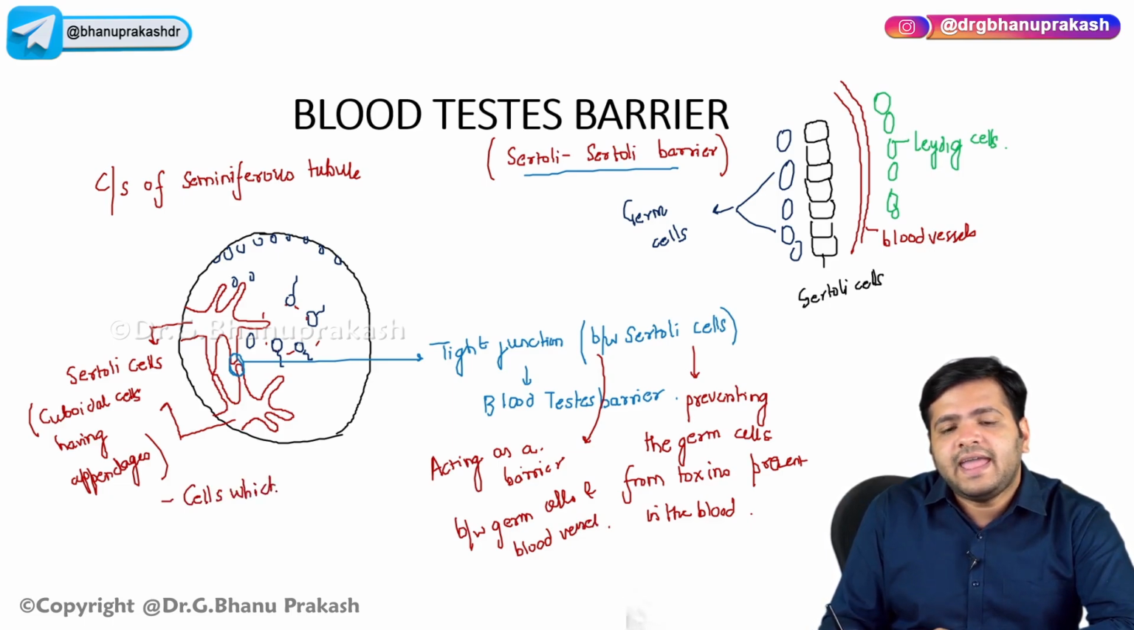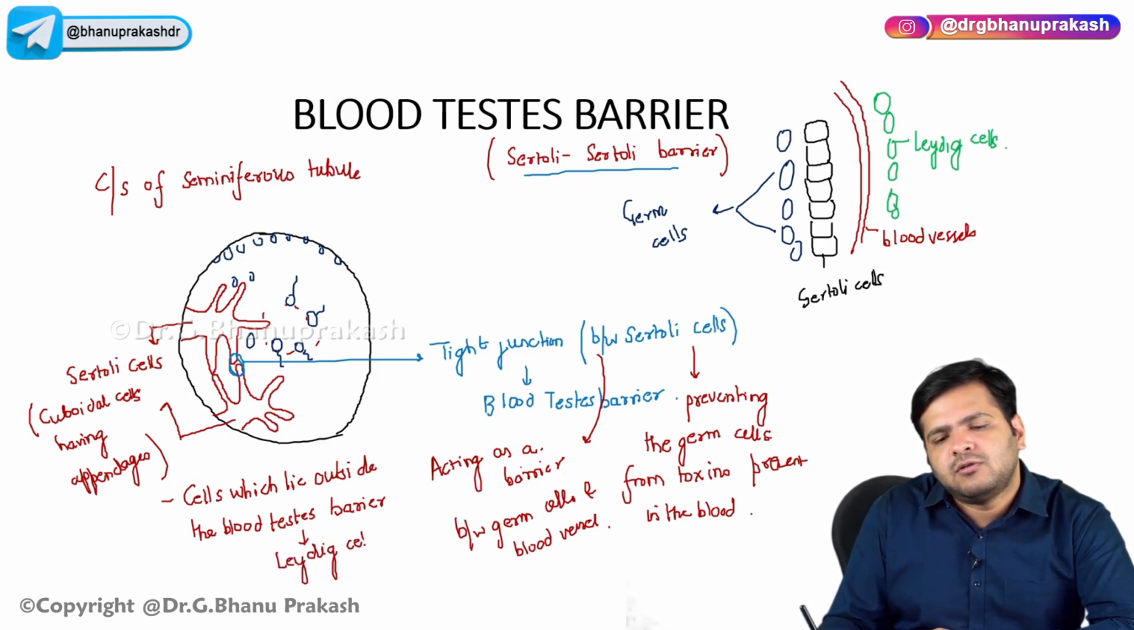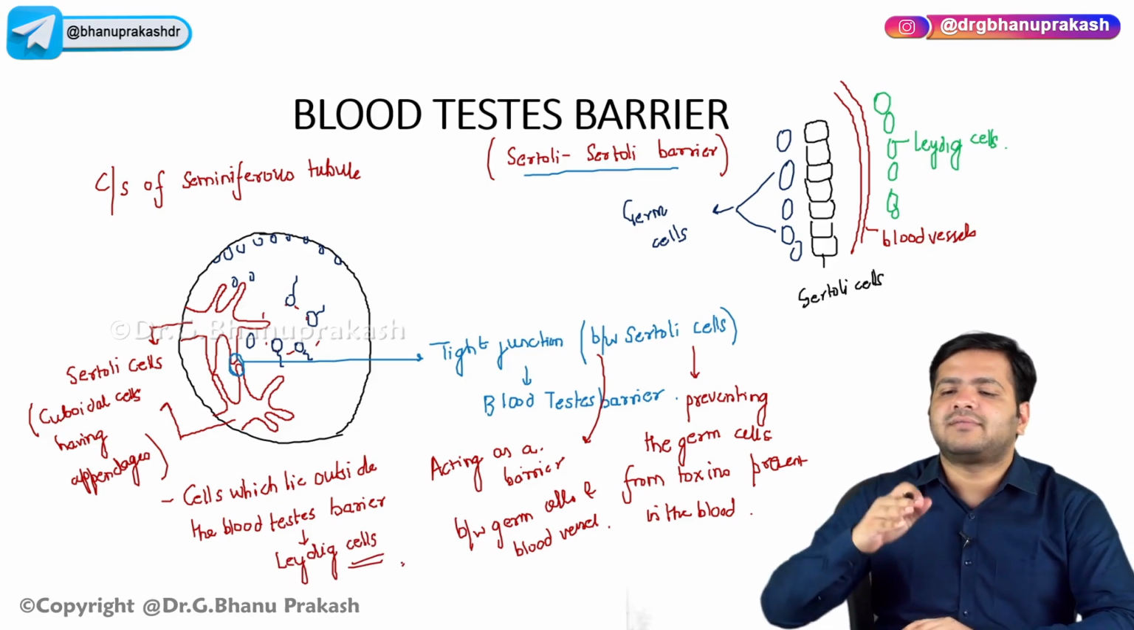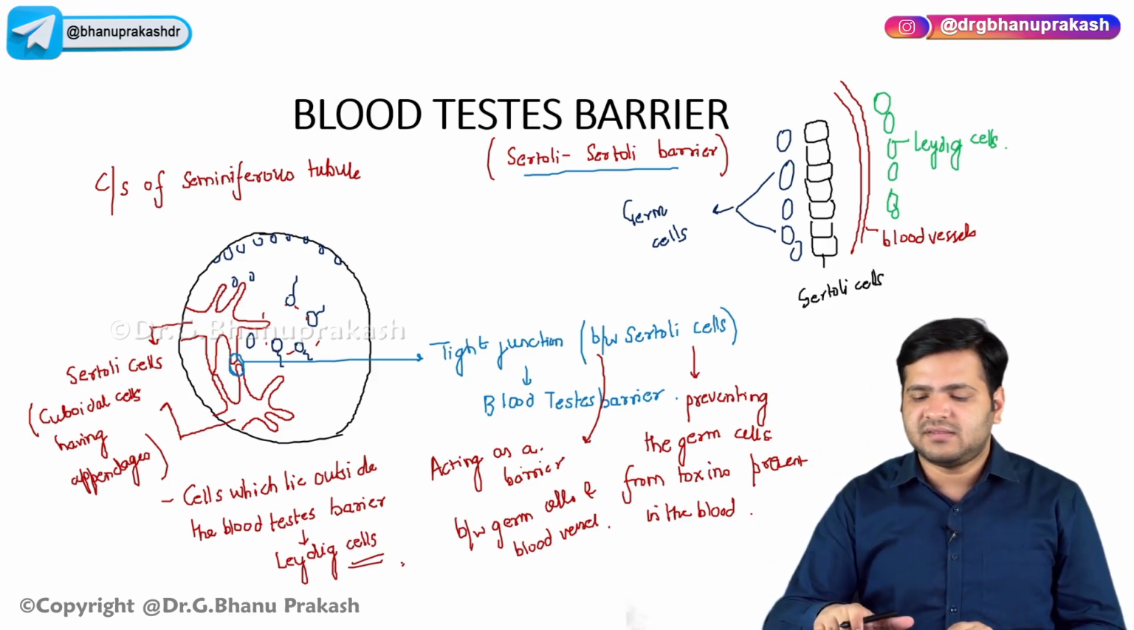which lie outside the blood testis barrier, it is the Leydig cells, right? The Leydig cells are lying outside the blood testis barrier. This was regarding the blood testis barrier.